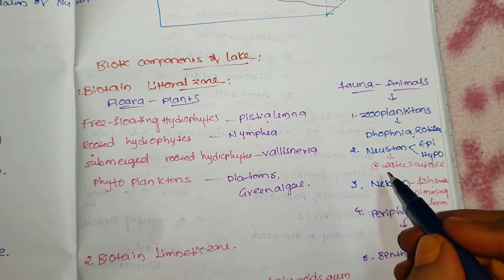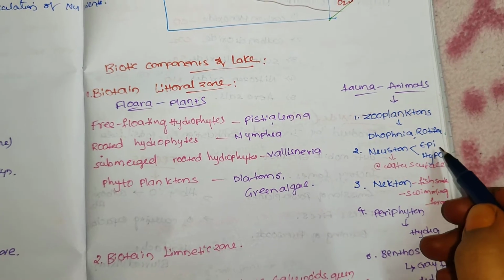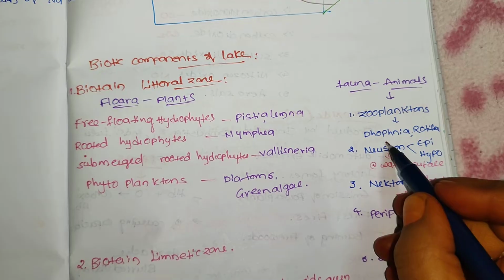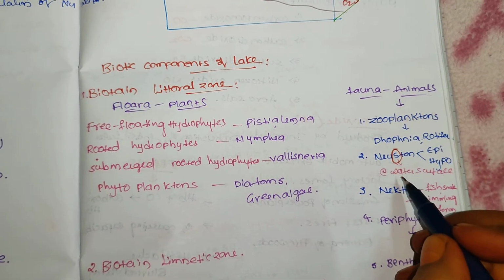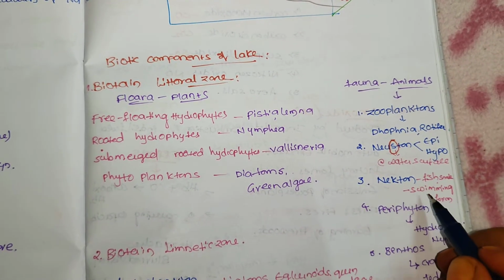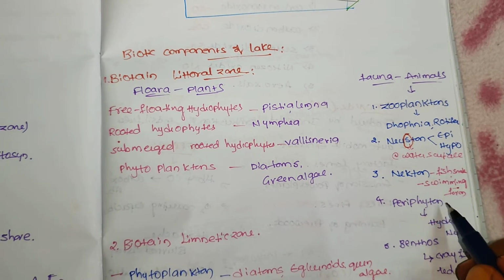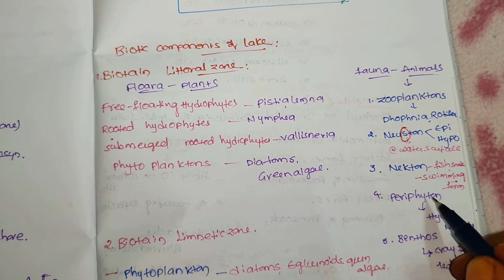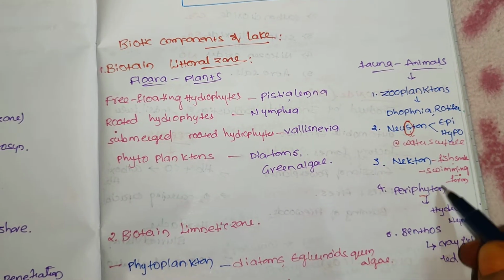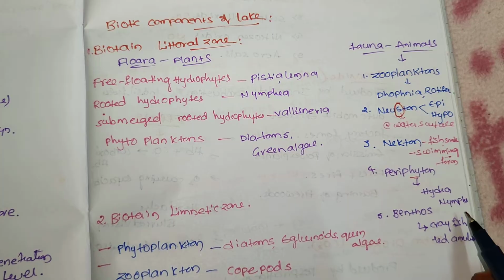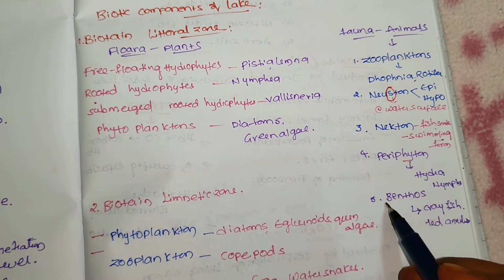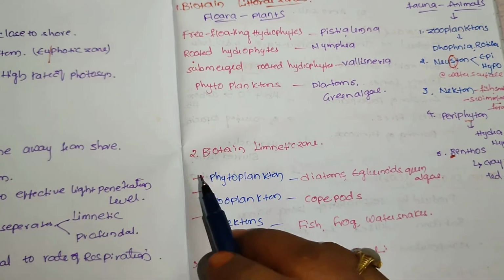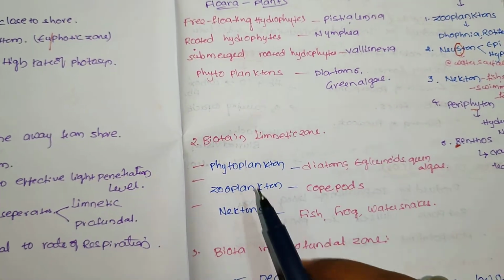Neuston are those living on the surface of water. Epineuston and Hyponeuston are also there. In Neuston, concentrate on the S, meaning they survive at the surface. Nekton means swimming, for example fishes and snakes. Periphyton: peri means around, phyton means plants, they live around the plants, for example Hydra and nymphs. Benthos: B for bottom, they live at the bottom, for example crayfishes and red annelids.